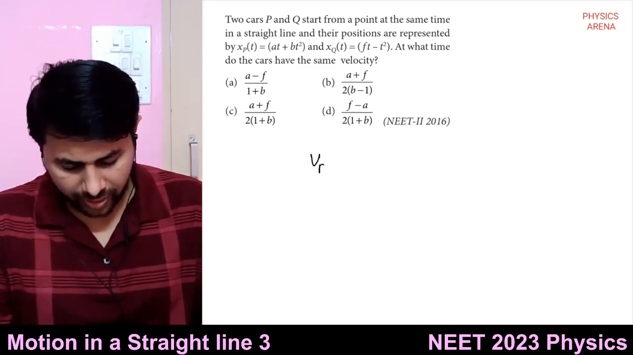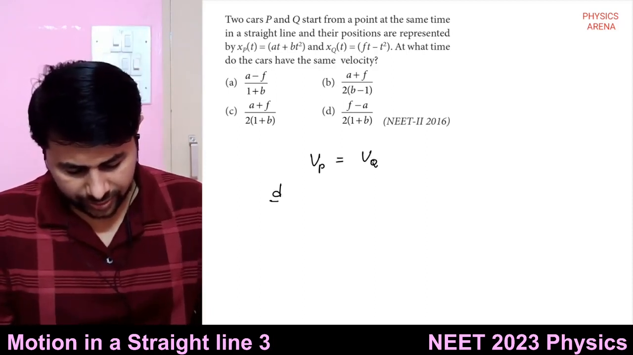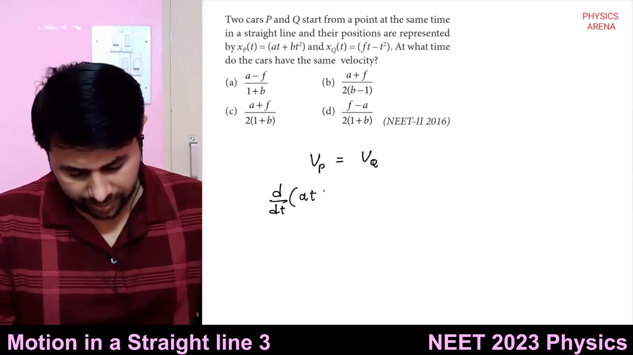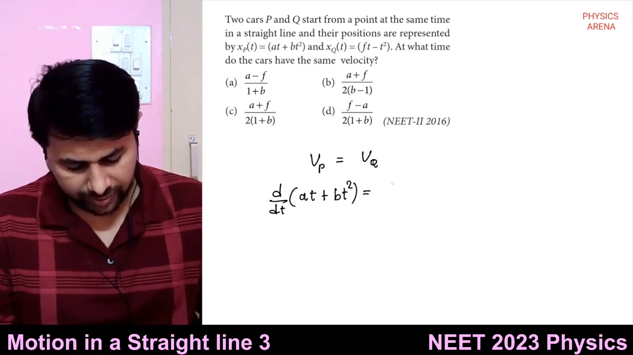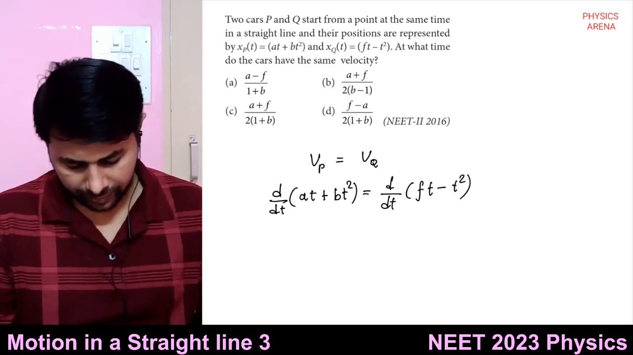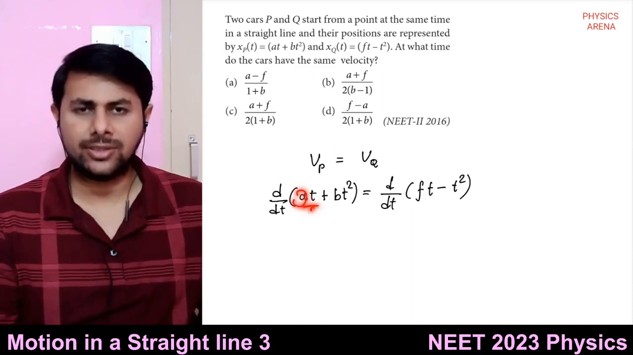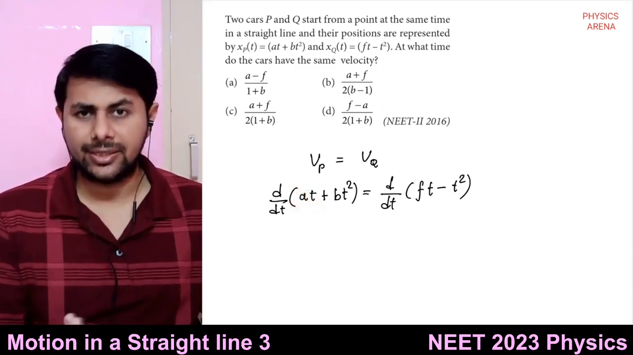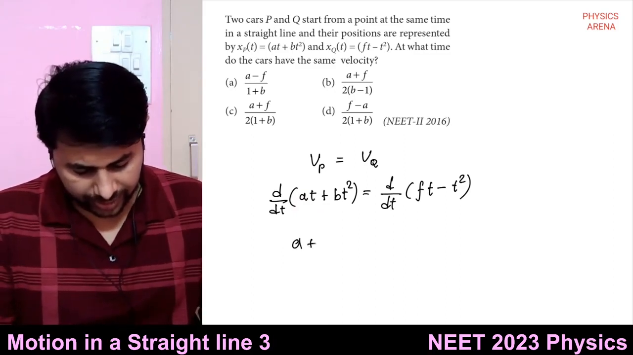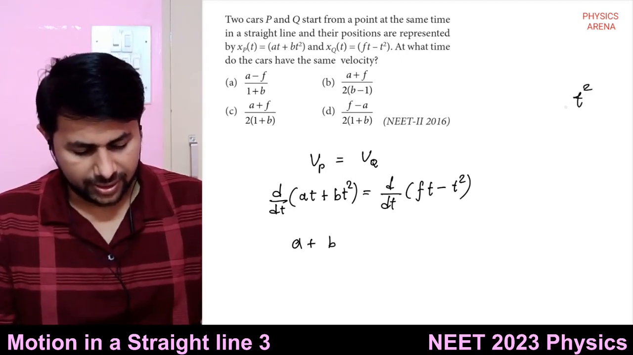So v of p is equal to v of q. That is, the derivative of xp with respect to t, the derivative of at plus bt square, is equal to the derivative of ft minus t square. So now let's take the derivatives. Derivative of this one: a is a constant, it will go out, and it is dt by dt, so dt by dt is 1. So we have a plus the derivative of bt square; b we can take out, and the derivative of t square with respect to t.